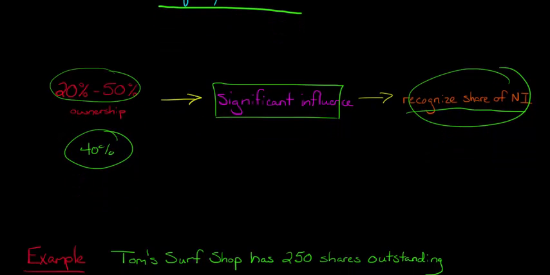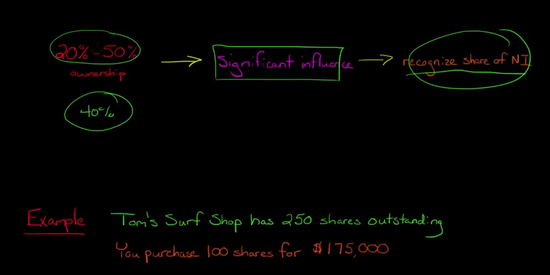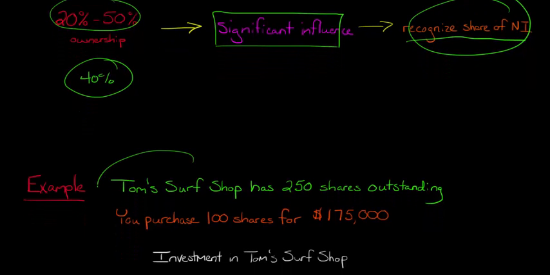So let's walk through an example and make it a little easier to understand. Let's say that we've got Tom's Surf Shop. You're interested in investing in them, and they have 250 shares of stock outstanding. So you decide, you know what, I really like this business. I want to buy 100 shares of Tom's Surf Shop. If you do the math, 100 divided by 250 is 0.4. So this is 40%. 100 shares is 40% of the company. And that cost you $175,000.